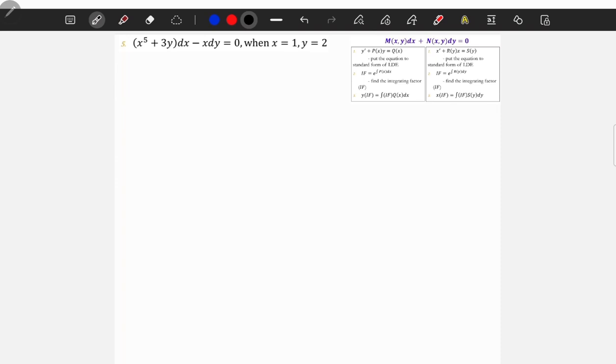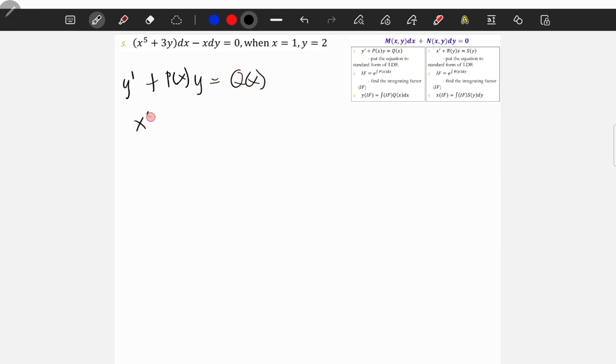Number 5, we have the quantity of x to the power of 5 plus 3y dx minus x dy equal to 0, when x is equal to 1 and y is equal to 2. Our dy has the last term, so we will follow the standard form of linear DE, linear in y. We follow the standard form y prime plus p of x y equals q of x.